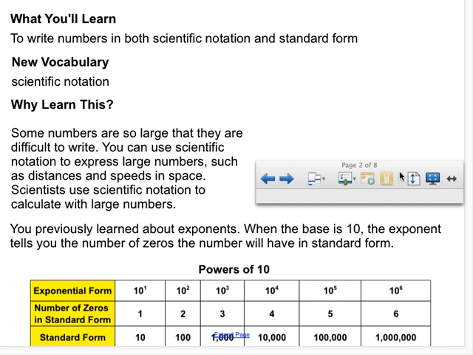All right. For the sake of the video, I'm going to go ahead and read this. What you'll learn: to write numbers in both scientific notation and standard form. New vocabulary: scientific notation. Why learn this? Some numbers are so large they are difficult to write. You can use scientific notation to express large numbers, such as distances and speed in space. Scientists use scientific notation to calculate with large numbers. You previously learned about exponents. When the base is 10, the exponent tells you the number of zeros the number will have in standard form.